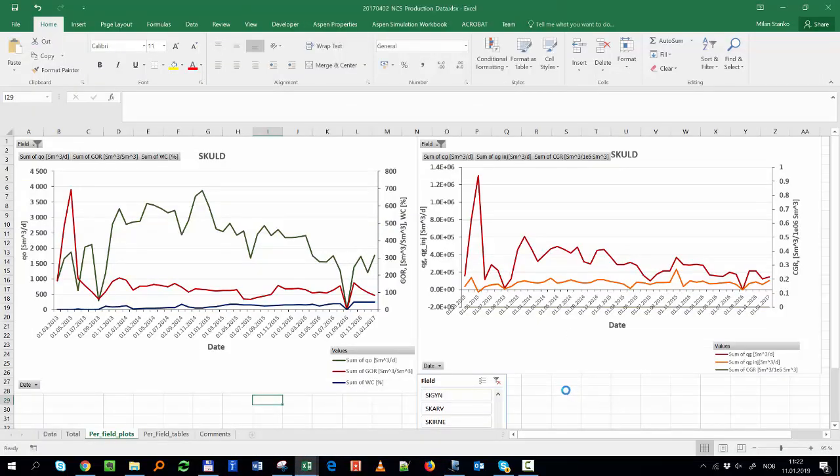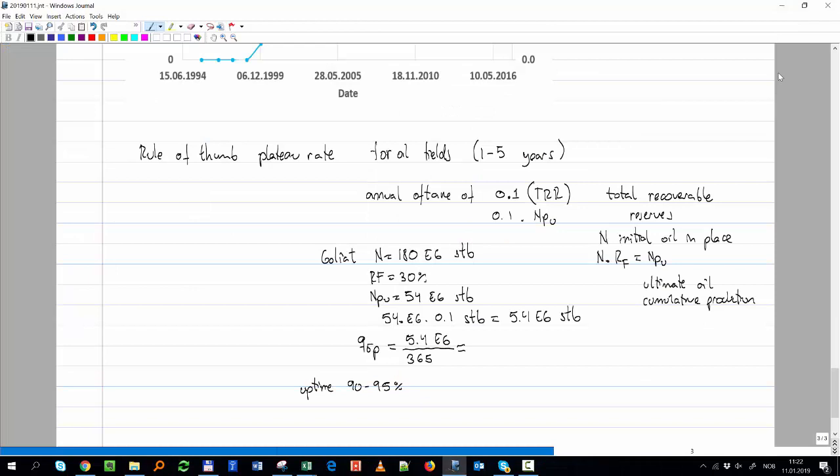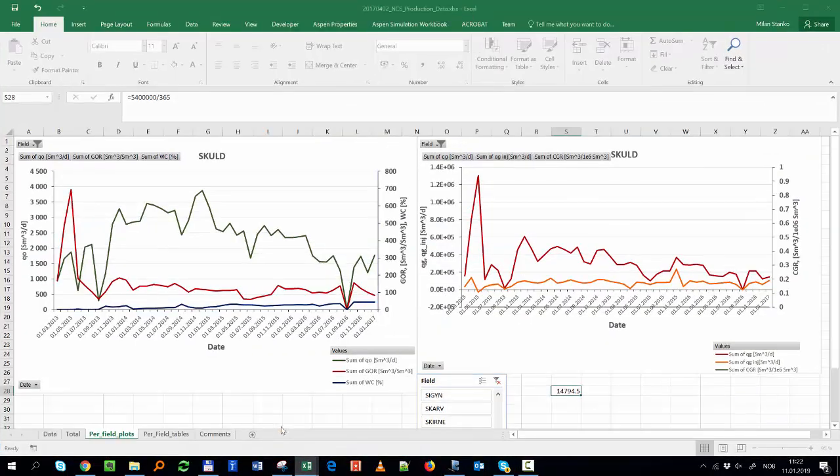15,000 barrels. So that will be like a first order of magnitude. What will be the plateau? Around 15,000 standard barrels per day. Or is it 15?